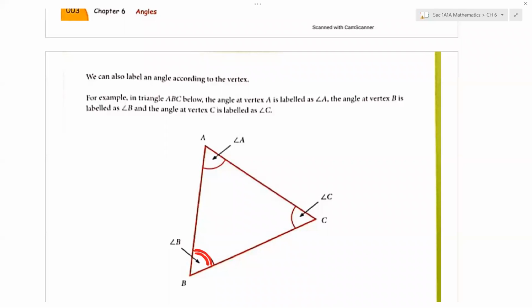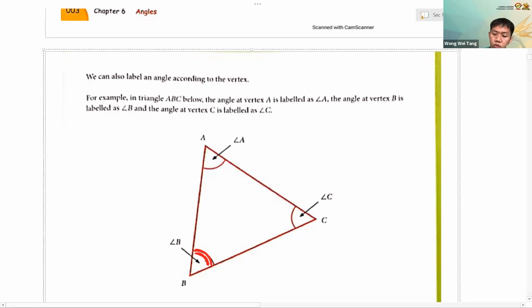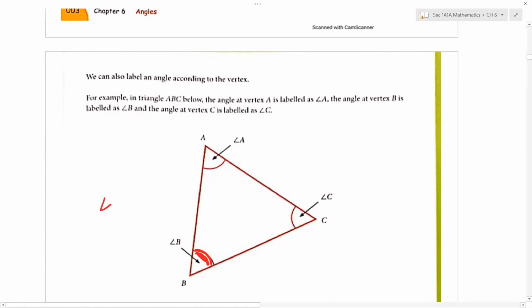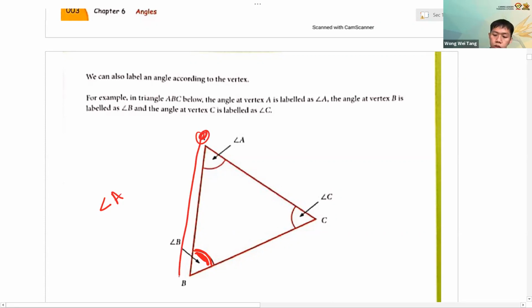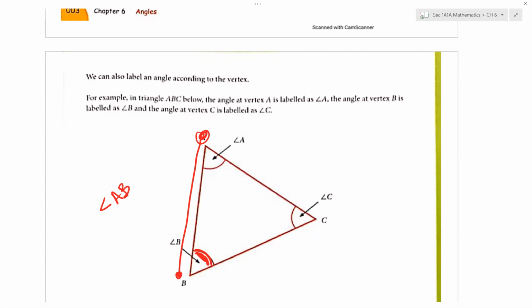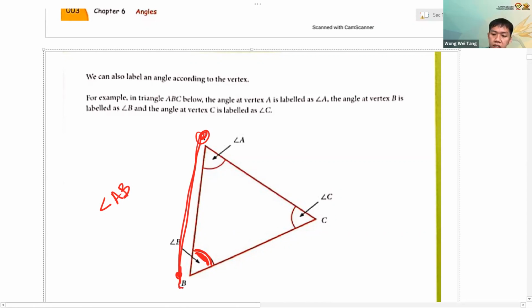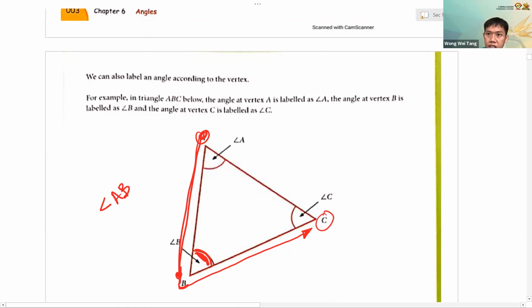Okay. We can call this angle as angle A. So we start from A, we go down to B, B, and finally, what is the last letter? A to B, then which direction do we go to? AB. What's the last letter? C. So this angle is also called ABC.